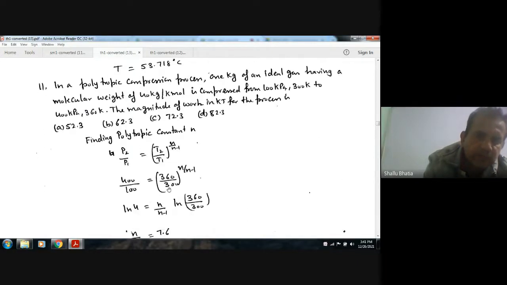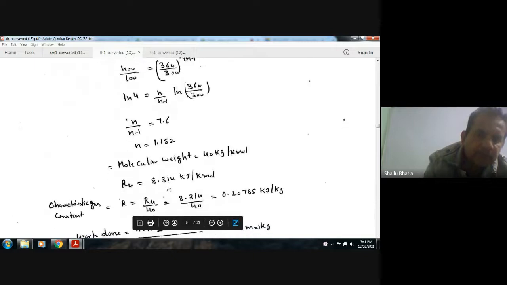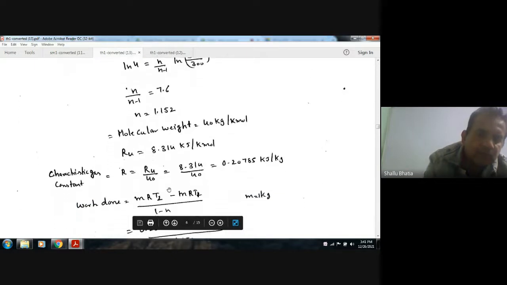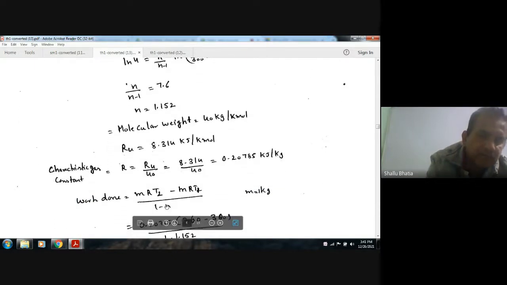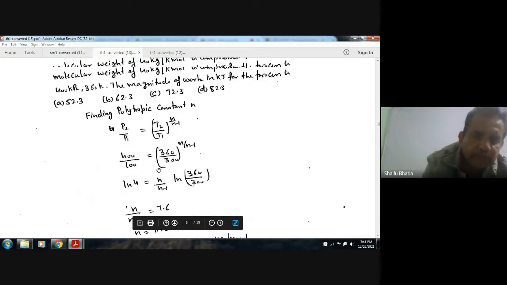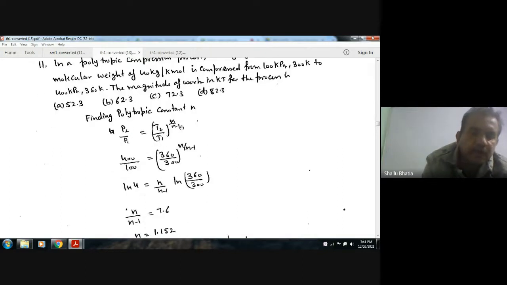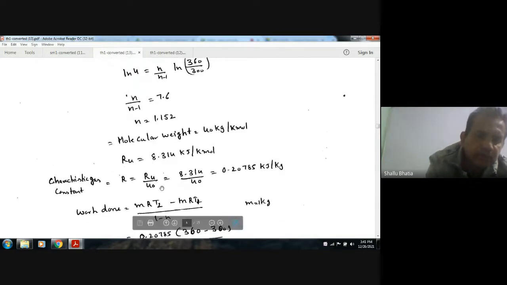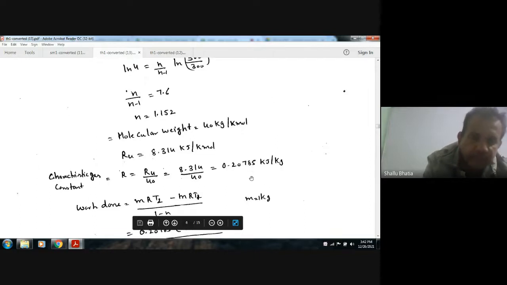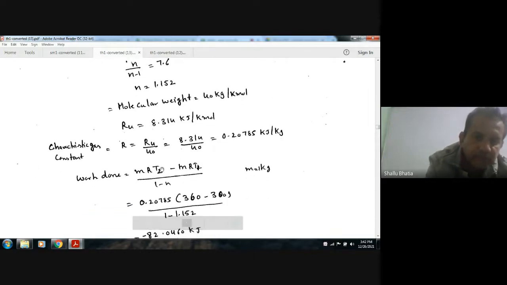Now you have to find out the work done. So work done is nothing but m R (T2 minus T1) by n minus 1. As molecular weight is 40, we can find R as R bar by 40, so this is 0.2075 kilojoules per kilogram per Kelvin. So R is your gas constant. Now work done is nothing but this quantity.